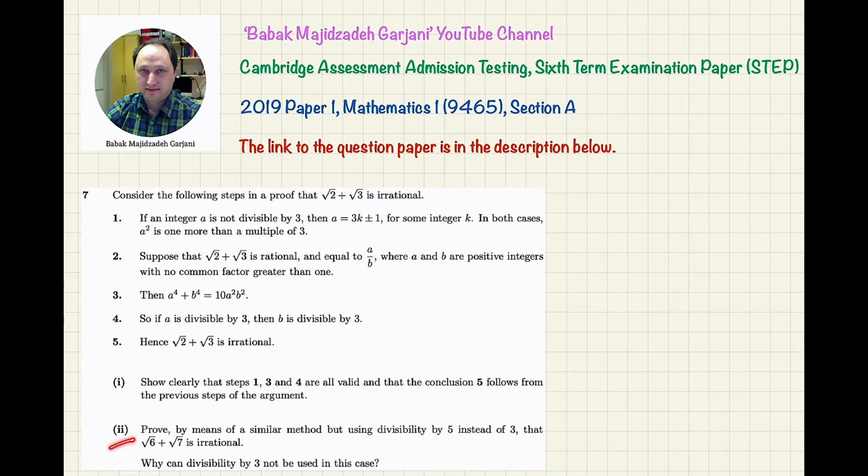Part 2 of the question. Prove by means of a similar method but using divisibility by 5 instead of 3 that the square root of 6 plus the square root of 7 is irrational. Why can divisibility by 3 not be used in this case?